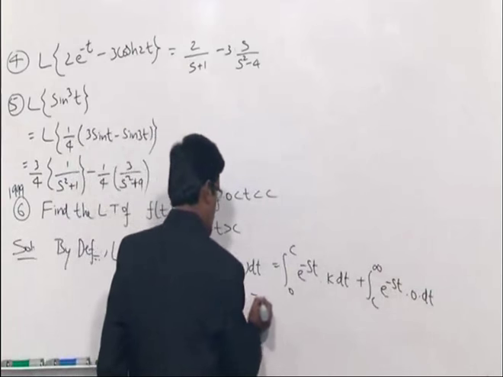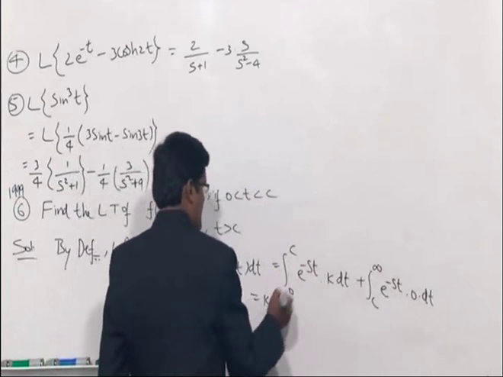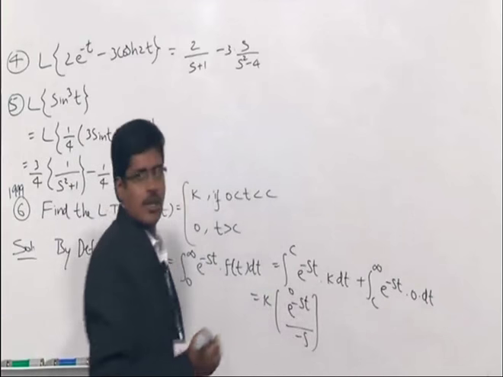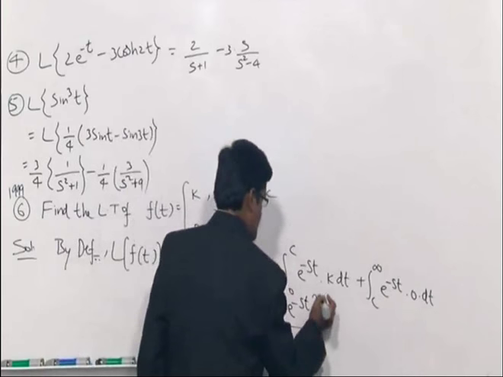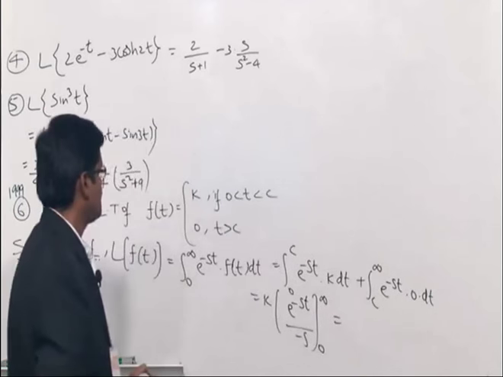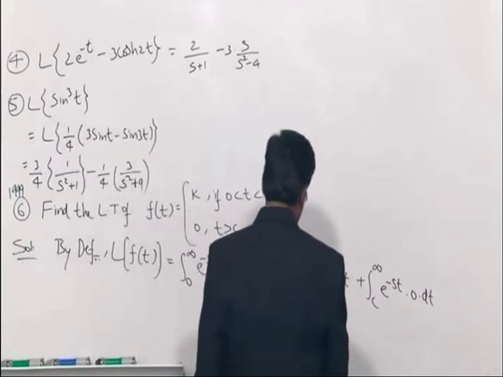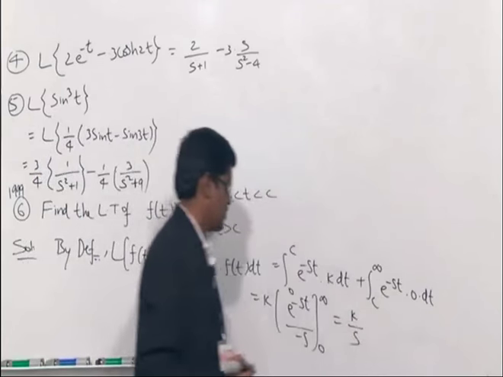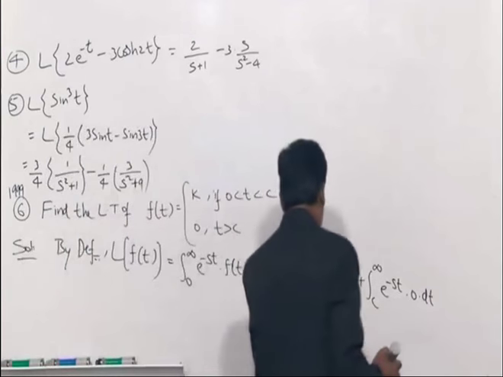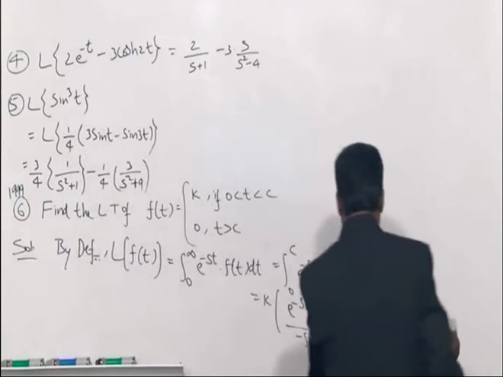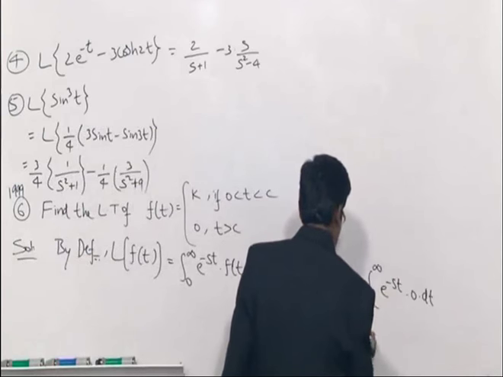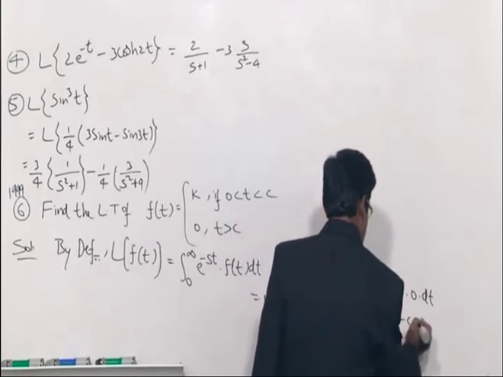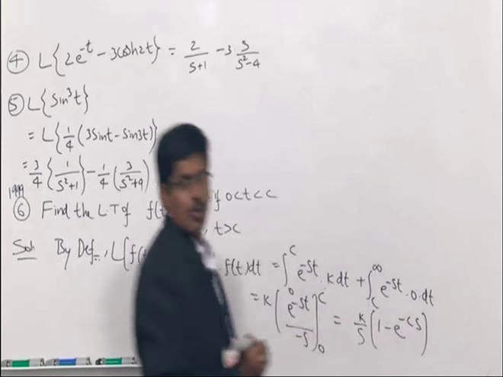The first part, k is constant, take it outside. The integration of e power ax is e power ax divided by a, where a is equal to minus s and the x variable is now the t variable. So the limits 0 to c, the upper limit is c in the first case. So this simplifies to, first of all, 0 1 minus 1, that is k over s times 1 minus e power minus cs.